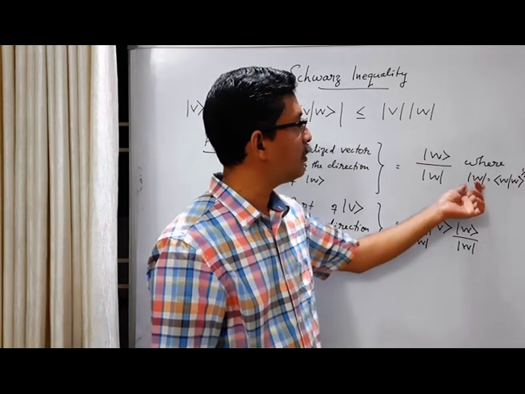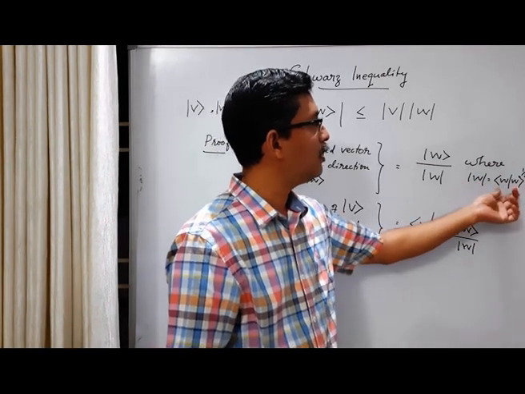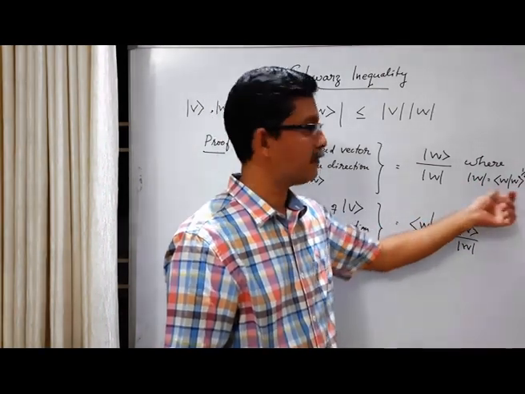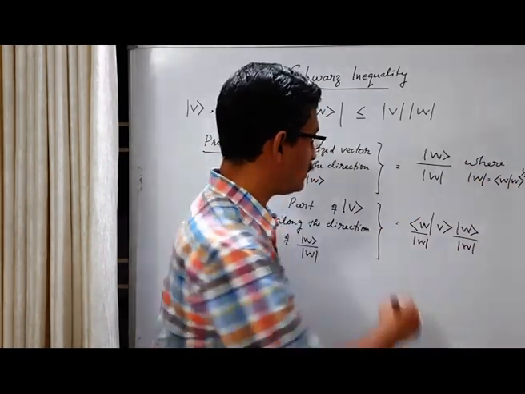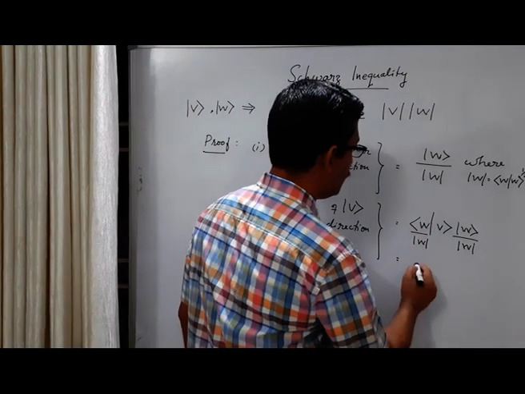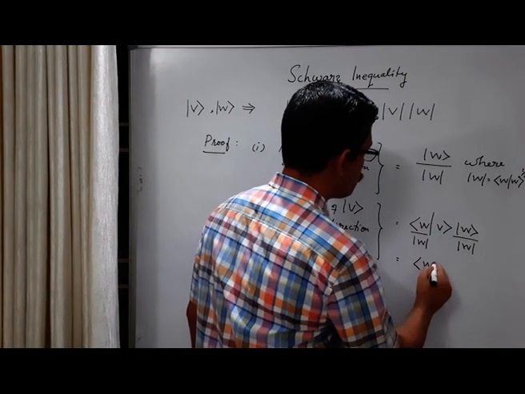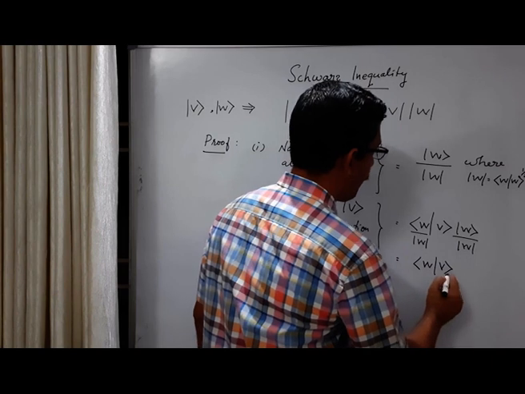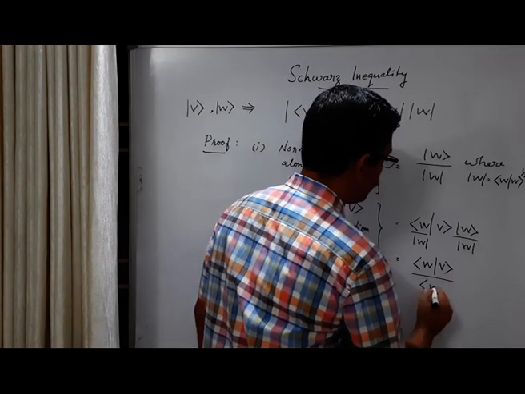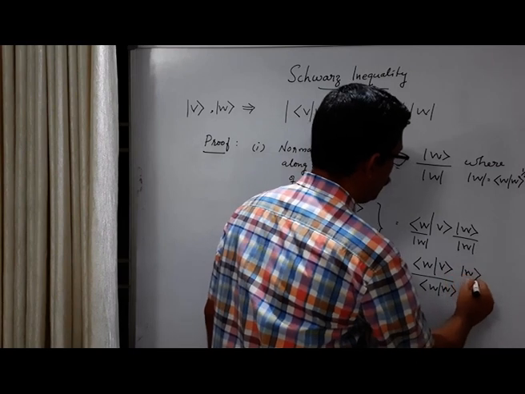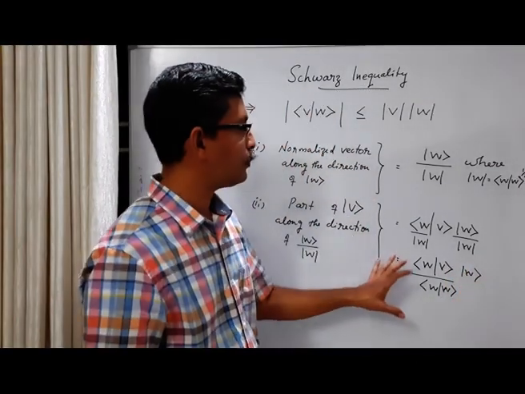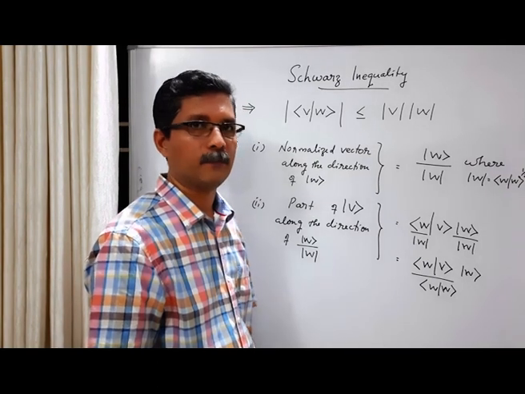Modulus of w, the norm of w, is the square root of the inner product of w with itself. So the square of the norm is the inner product of w with itself. So this part I can write as bra w ket v by bra w ket w. Okay. So this is the part of v along the direction w.